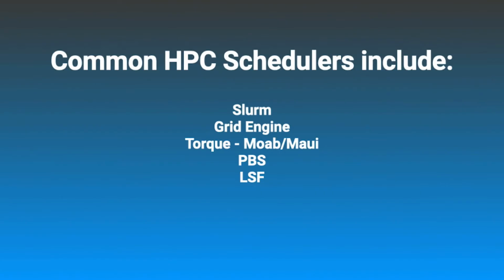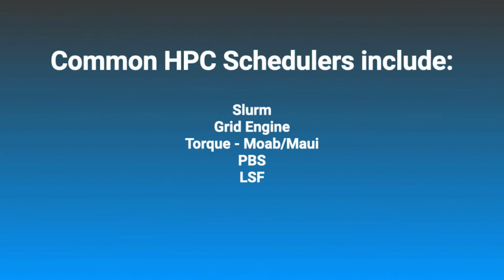Some of the most commonly used high-performance compute schedulers out there include Slurm, GridEngine, Torque, which includes Moab and Maui, PBS, and LSF. Every queuing system has its differences. Some HPC administrators will swear by one and tell you the other ones are junk. I've actually had the opportunity to work with all of these schedulers in my career. LSF is probably the least likely to be come across.